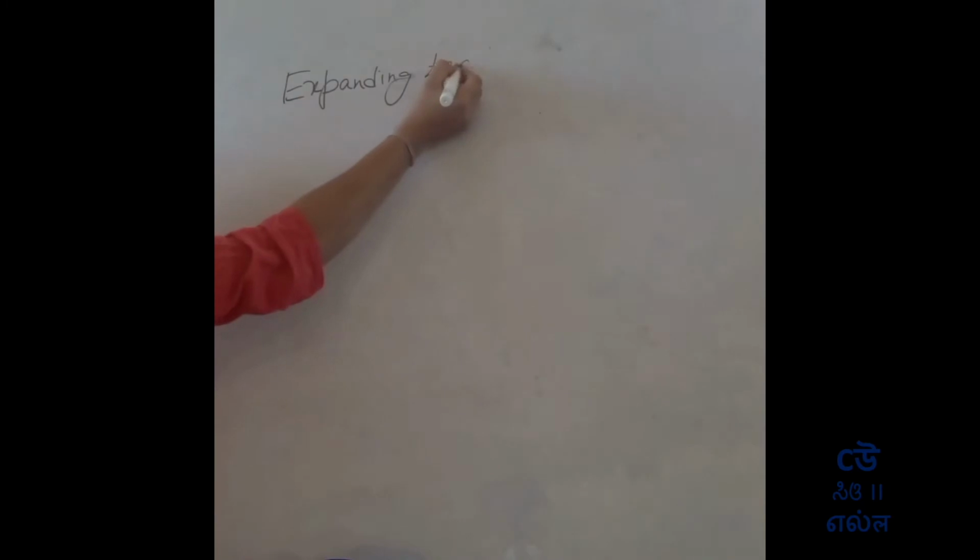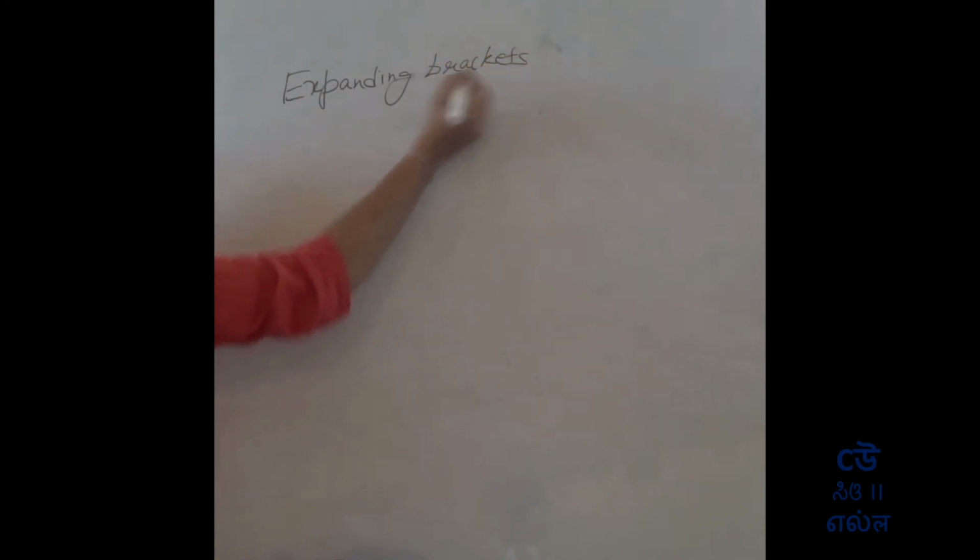Expanding the numbers using brackets. First, 7 into 109 they have given. To multiply this 7 into 109 is a very long procedure. If you don't know the 109 table, then it takes a very long time. So if you expand the bigger number, 109, then we can easily solve and find the answer. Let us see how to find the answer by expanding the number.